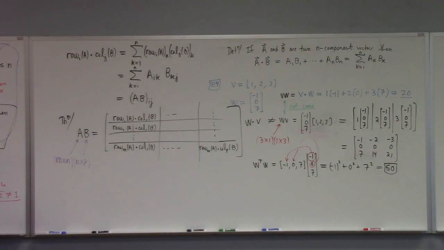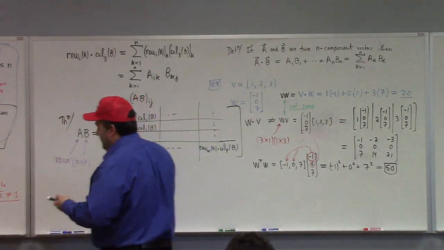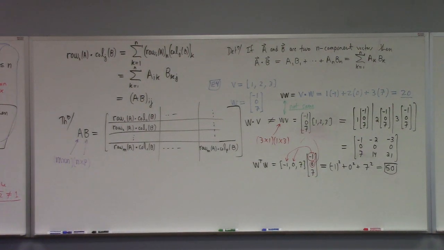All right. So what this means then is if we can calculate dot products, then we can calculate matrix products. We just have to do it in the proper order.